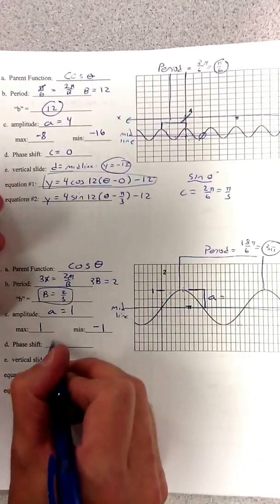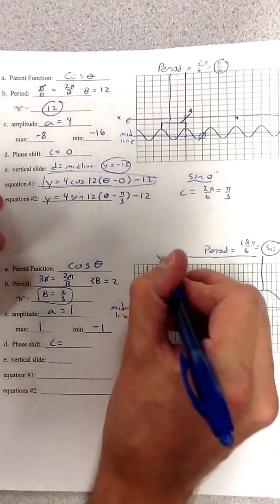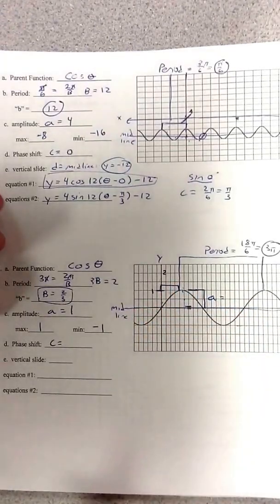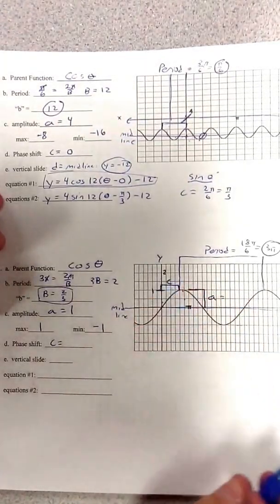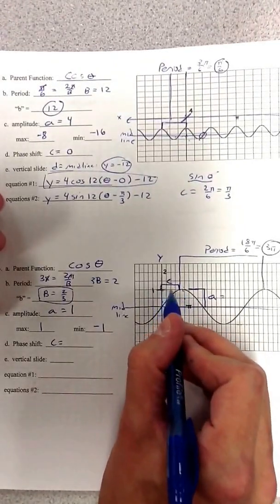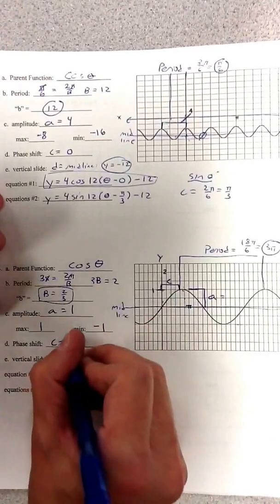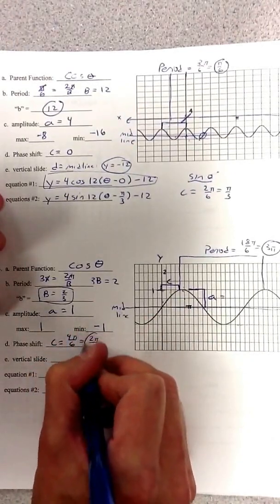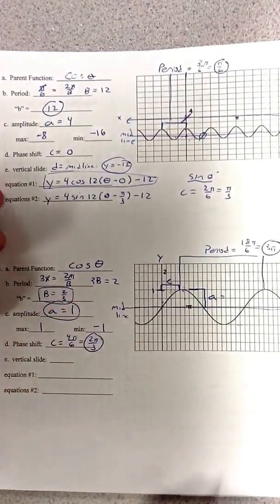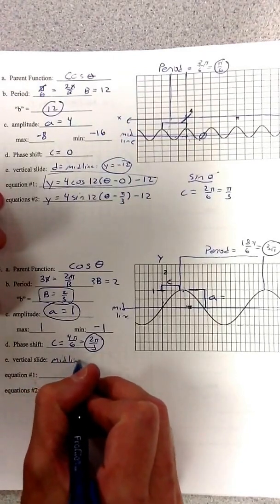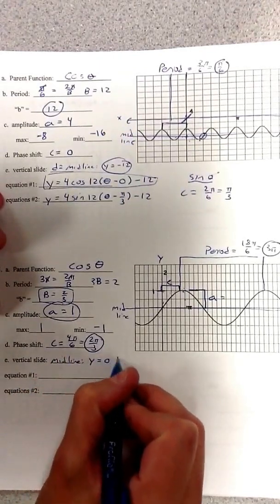Our phase shift, this is the hard one. We go from our y-axis, we measure to the peak. Doesn't have to be perfect, we're just getting the idea. There's my phase shift. Using cosine, we just encounter the peak. It's going to be 1, 2, 3, 4, or 4 pi over 6, which is 2 pi over 3. There's our c value. So we got a, b, and c. And now we got to get our vertical slide. That's our midline, right? Which in this case is y equals 0. There's our d value.